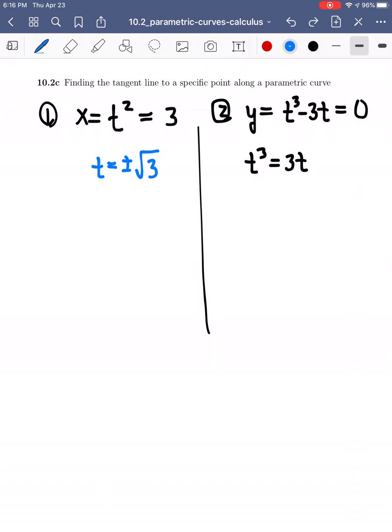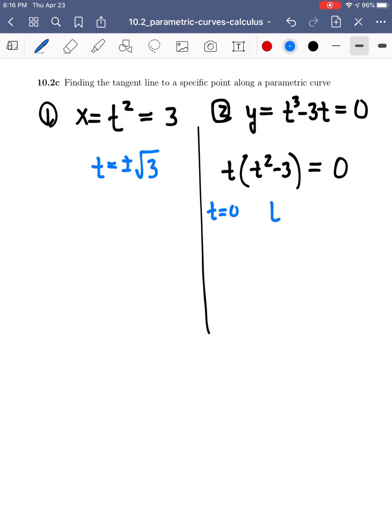Could actually do that another way. For example, we could have taken out right from the start a t from both terms. So we have t times (t squared minus 3). And if the product of two things equals 0, then one or more of those things have to be 0. So we can find that, hey, t equals 0 is a solution.